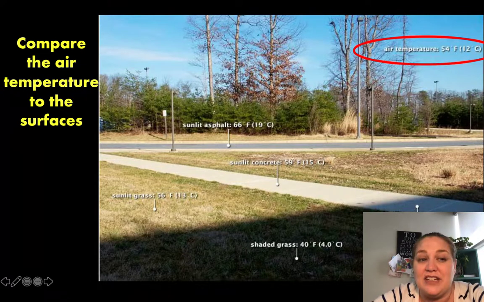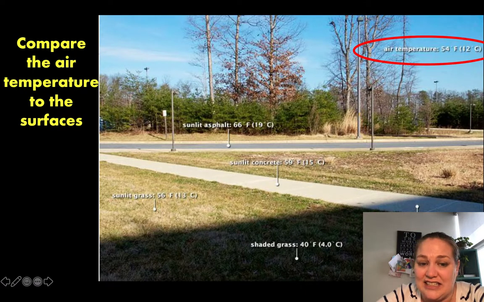So let's take a look at this picture. So we have an air temperature of 54 degrees Fahrenheit. Notice that the sunlit asphalt is 66 degrees Fahrenheit. That's the hottest temperature. We have sunlit concrete at 59 degrees Fahrenheit, while the shaded concrete is 13 degrees colder at 46 degrees. The sunlit grass is 56 degrees, but the shaded grass is 40 degrees.